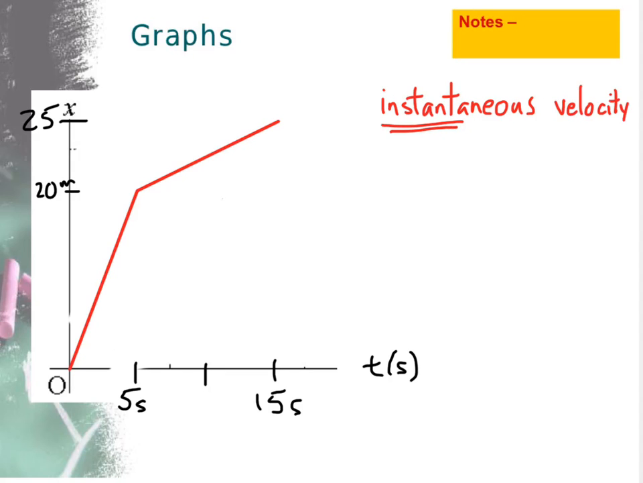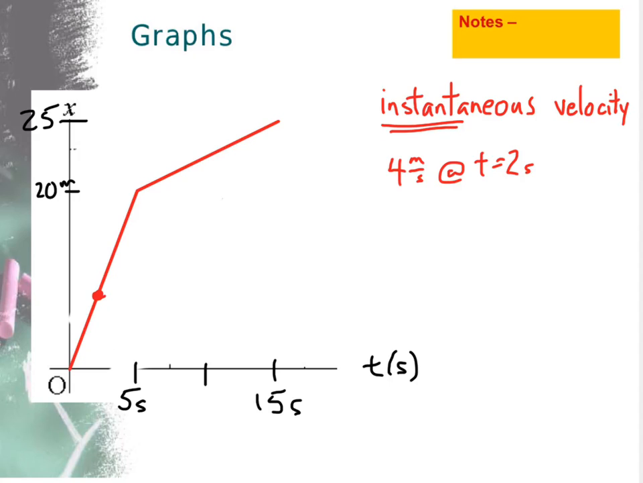instantaneous velocity is the velocity at a given instant. So if I want to know what Johnny's velocity is at 2 seconds, I would look up this point at 2 seconds and see that the slope of the line at this point is 4 meters per second.